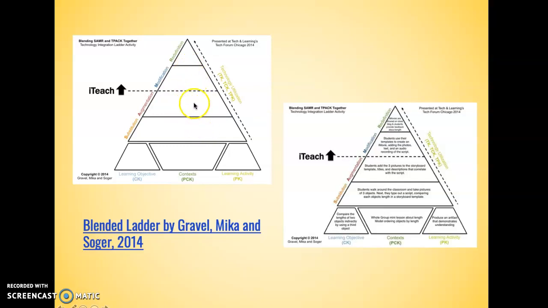And the way they look at it is you use TPACK as your base and then build off of that TPACK base, a strong foundation. You create your experience according to SAMR. And here is their example of that. And it's actually, I think, a pretty good example for an elementary classroom.